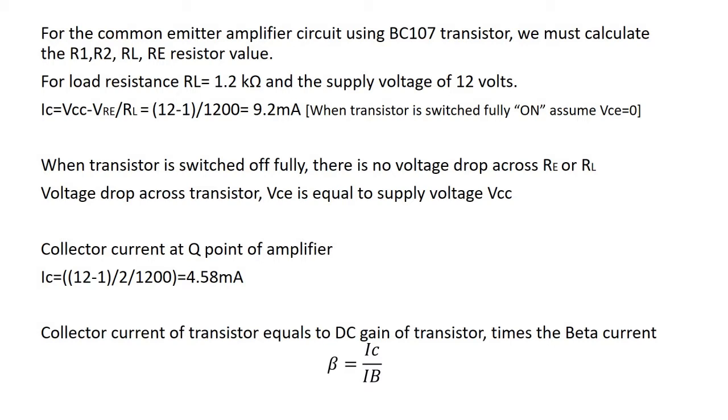When the transistor is switched off fully, there is no voltage drop across the emitter resistor and across the load resistor. The voltage drop across the transistor, that is VCE, is equal to the supply voltage. Thus, the collector current at the Q point of the amplifier will be equal to 4.5 milliamperes.